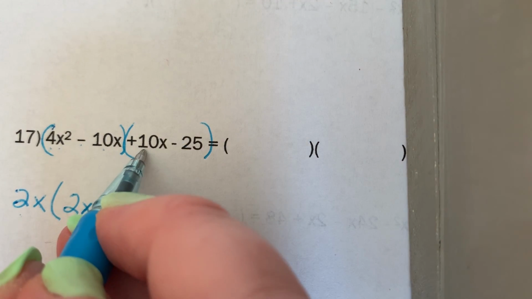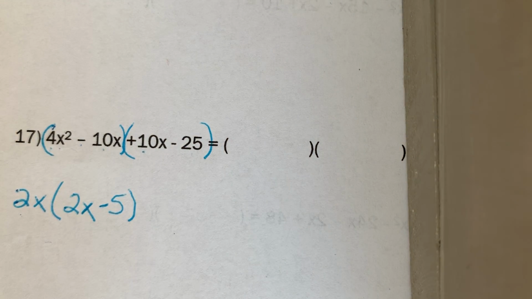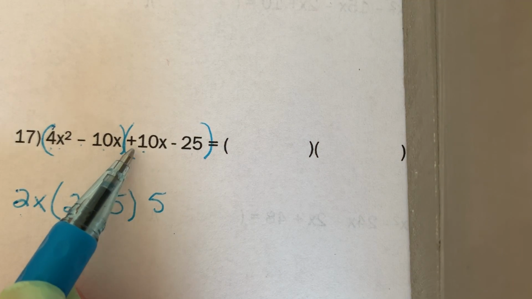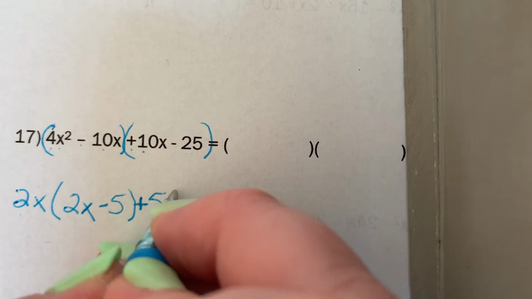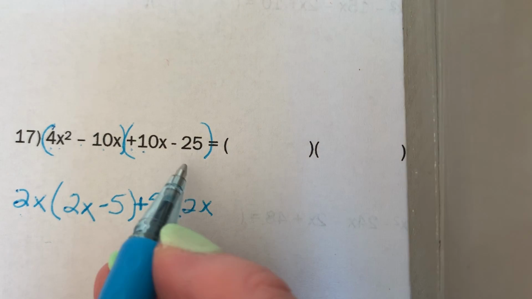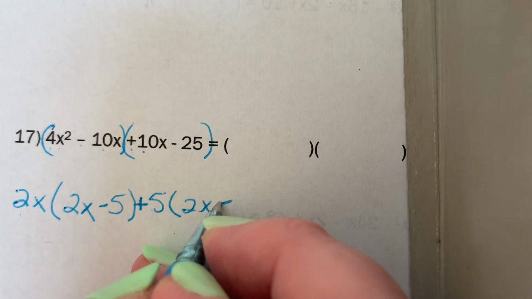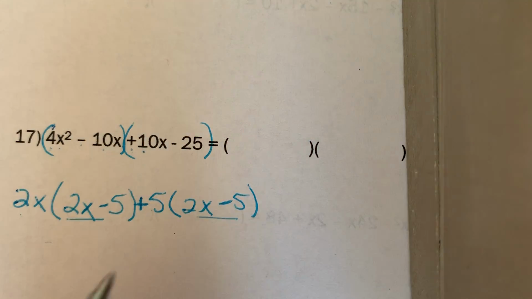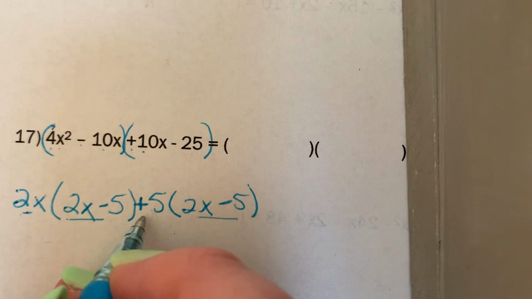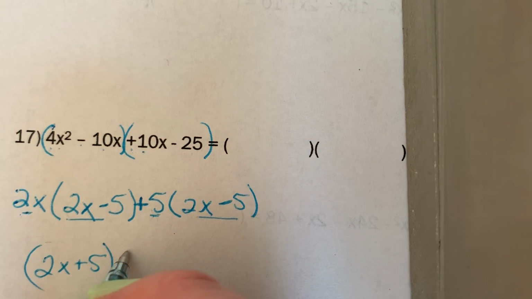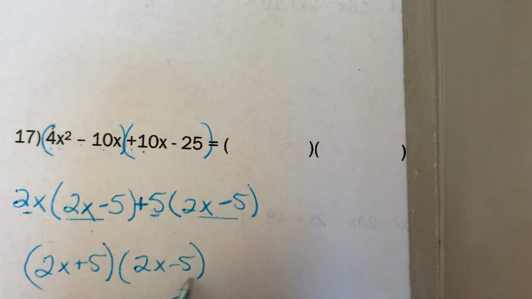Okay, now check this. What do 10 and negative 25 have in common? That's going to be a 5, and it's going to be a positive 5 because that 10 is positive. So dividing, 10 divided by 5 is going to be the 2x. Negative 25 divided by 5 is going to be negative 5. Make sure that your remainders match. Ours do, so we can keep going. So we're going to put our greatest common factors together, 2x and 5. And then our remainders, what was in the parentheses, together, 2x minus 5.